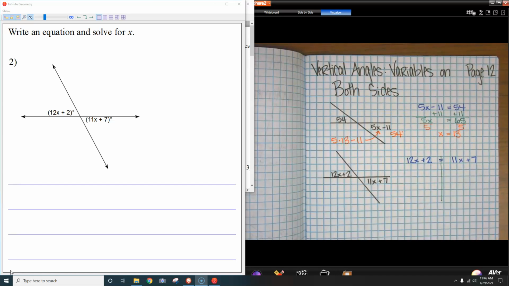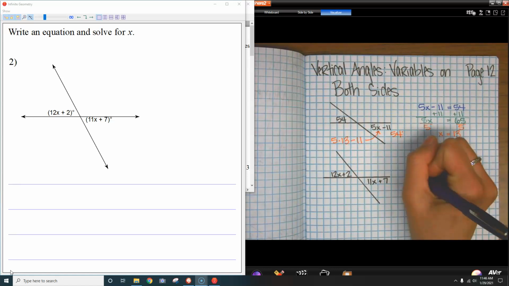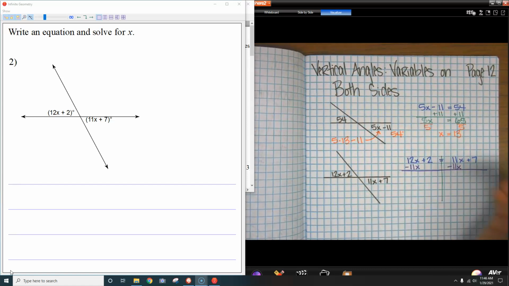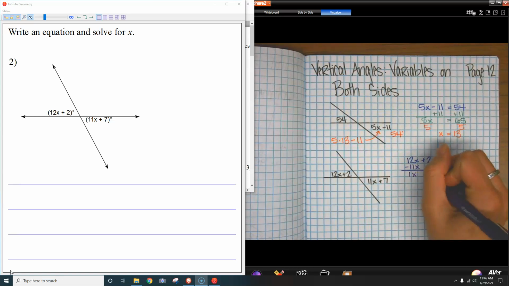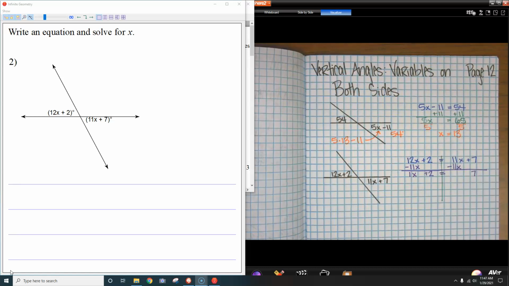So what I need to do is get the x's on one side and the numbers on the other. The way we do that is through inverse operations, which we've been practicing. So if I have 12 x's on one side and 11 x's on the other side, I have 11 x's that I can take away from both sides. So I'm going to start by taking 11x from the left side and 11x from the right side. When I do that, that gives me 12x minus 11x, which is 1x. I did nothing to the 2, so it comes down, equals 11x minus 11x makes no x's. And I did nothing to the 7, so the 7 comes down.